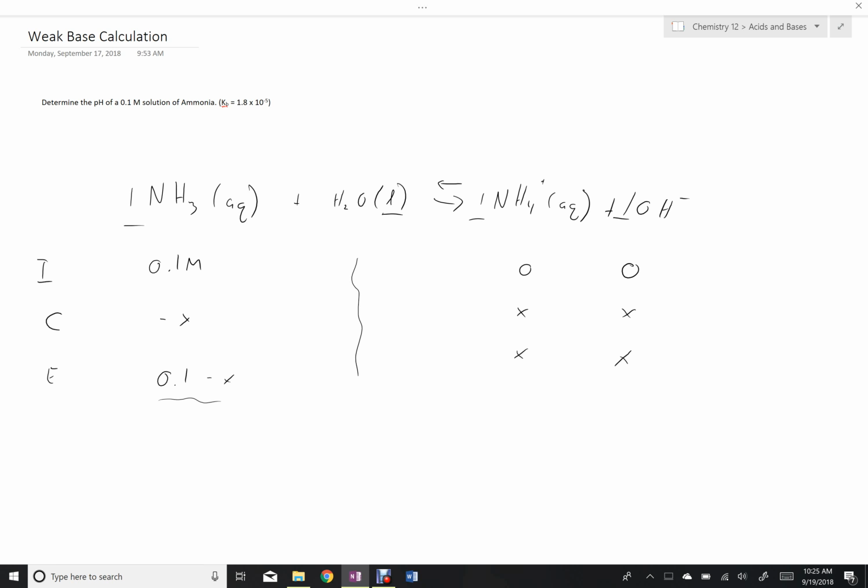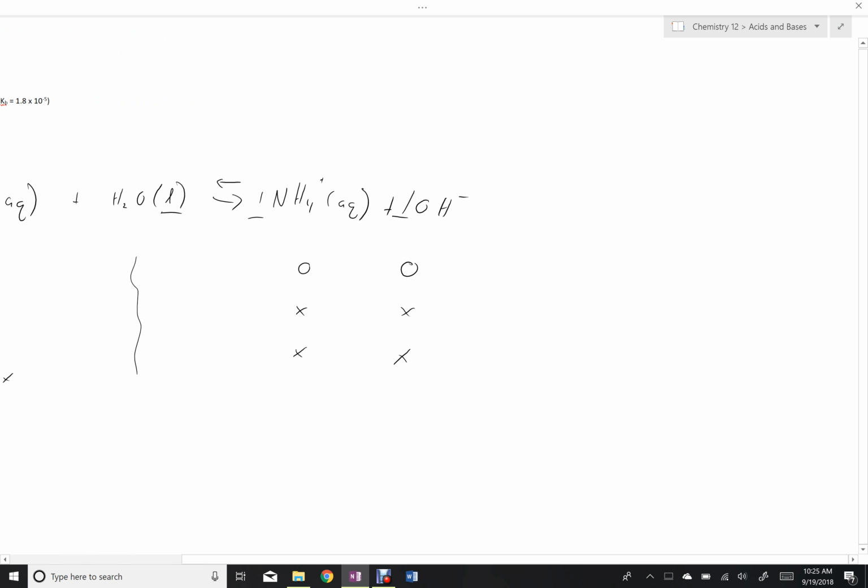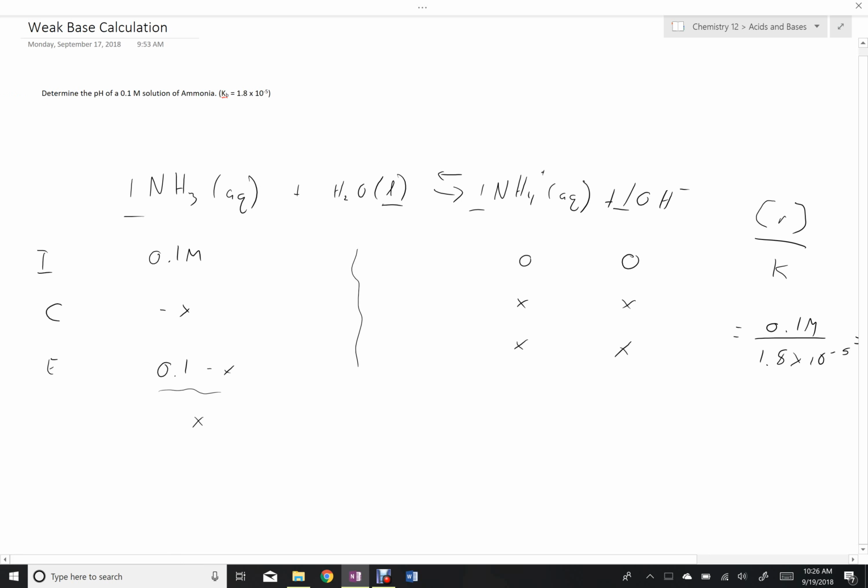I'm going to see if I can use the 100 rule to simplify this. So the concentration of my reactant divided by K is 0.1 molar divided by 1.8 times 10 to the negative 5, which works out to 5,555, which is bigger than 100. So the 100 rule should be okay. We'll do it, and we'll do the usual looking at it at the end to make sure that it made sense. So what that means then is that x is small, which means 0.1 minus x is going to be approximately equal to 0.1.